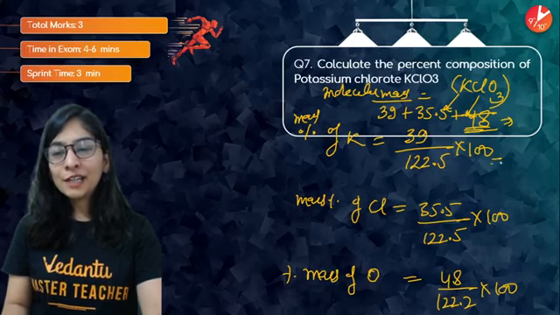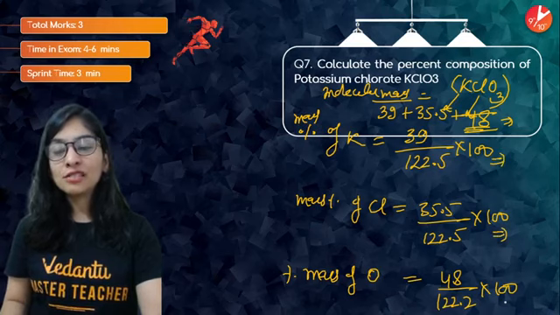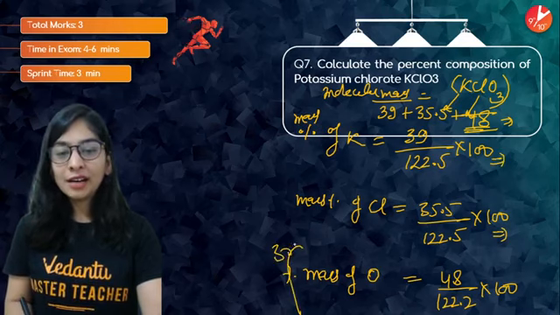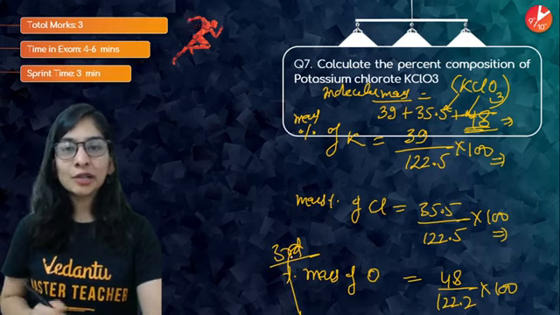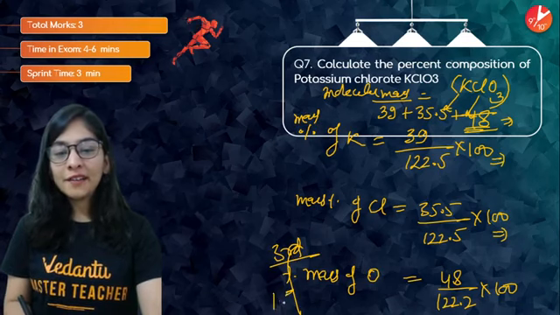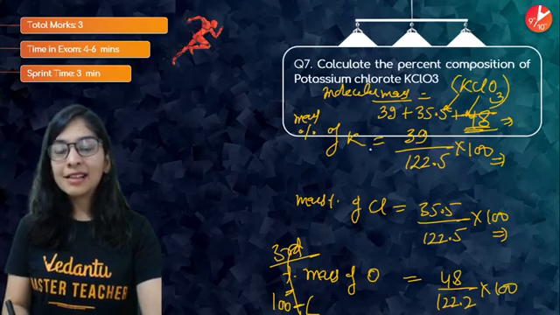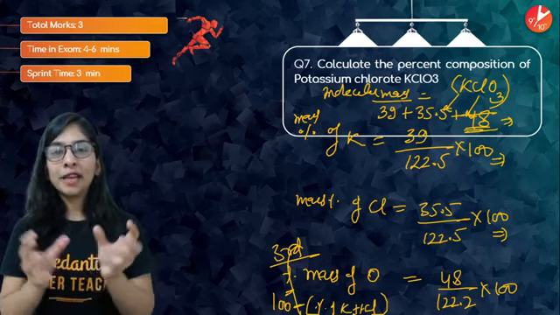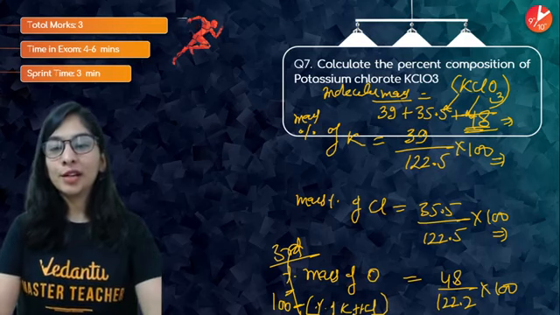One more trick: if you are done solving the two, there is no need to calculate the third one. Why waste more time? For the third calculation, in this particular case, just do one thing. 100 is the total percentage, so just subtract the mass percentage of potassium plus chlorine. That will be easy because the total mass is always 100 and you can solve it.